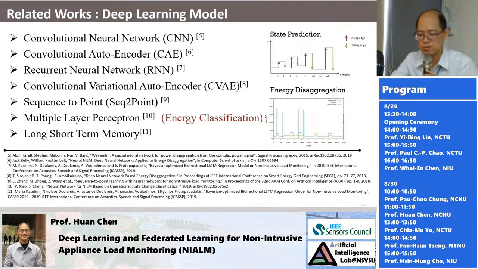The sequence to point algorithm deals with the input as a sliding window. You can input a sliding window sequence, then output a single target, a single point for the target appliance. So it's very useful, you don't have to be concerned with how long. Then we have the multi-layer perceptron. As you can see, the multi-layer perceptron deals with state prediction. So we perform the classification, on and off state. Long short-term memory is also a typical model in deep learning.